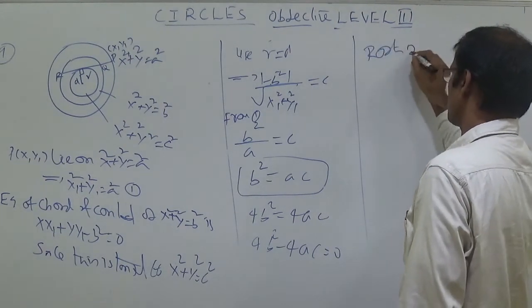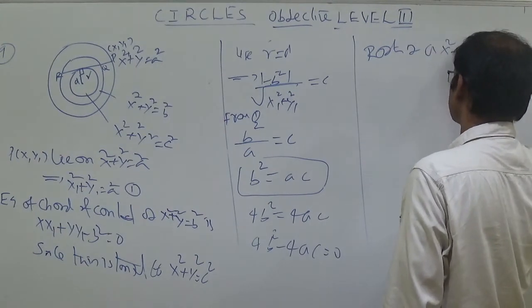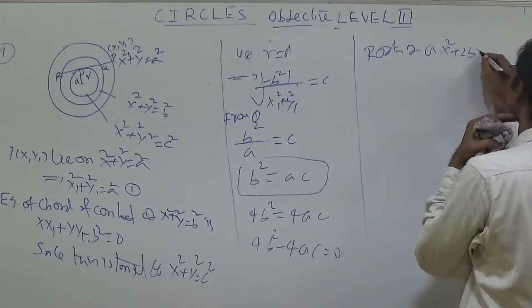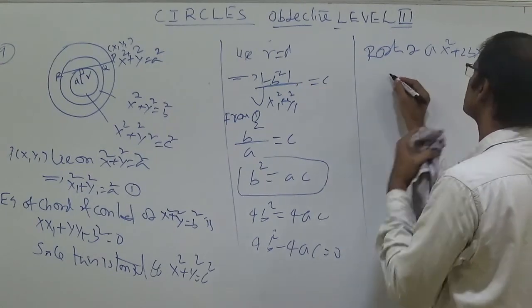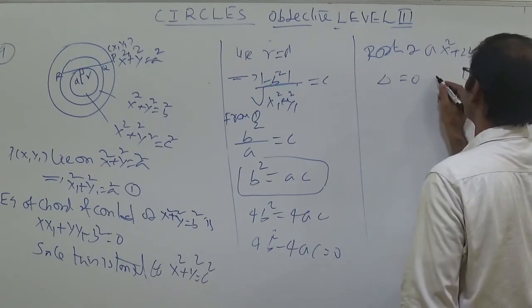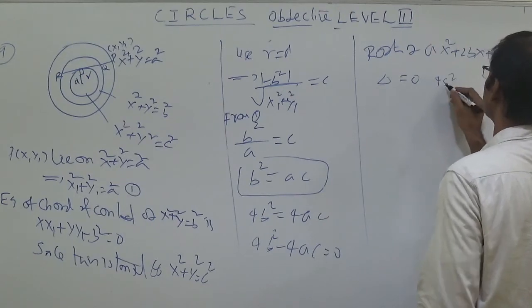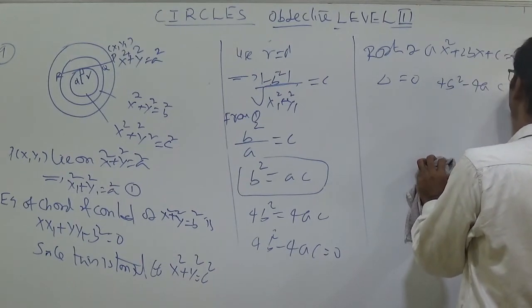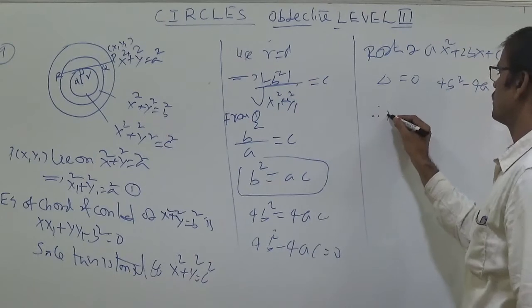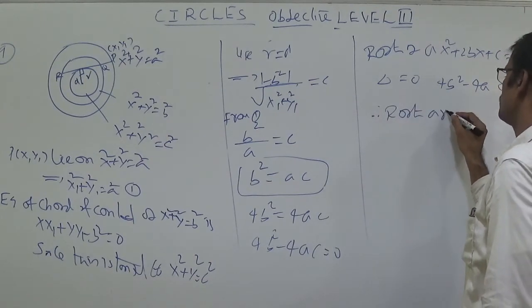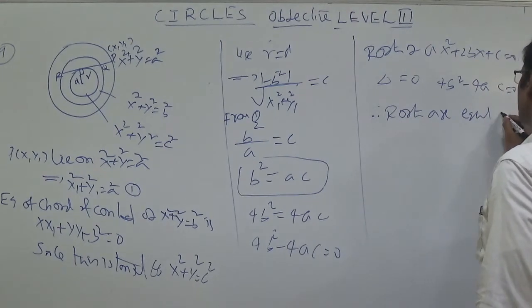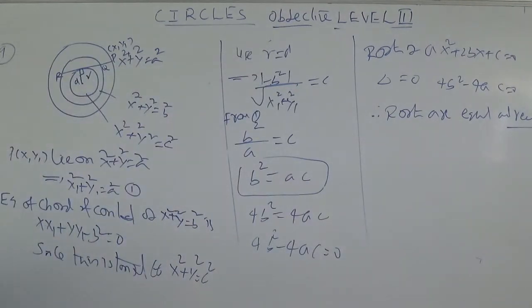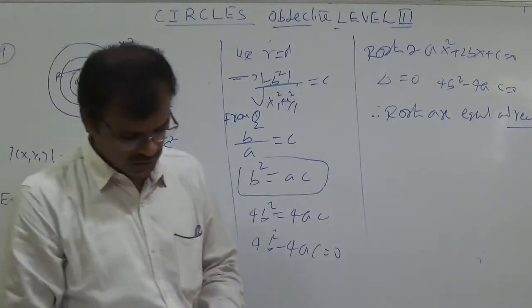He is asking about the roots of the quadratic equation ax square plus 2bx plus c equal to 0. Take delta here. Delta equal to 0 means the discriminant, here 4b square minus 4ac, equal to 0. Therefore the roots are equal. Whenever delta is equal to 0 for a quadratic equation, the roots are real and equal. Here it is the third option.